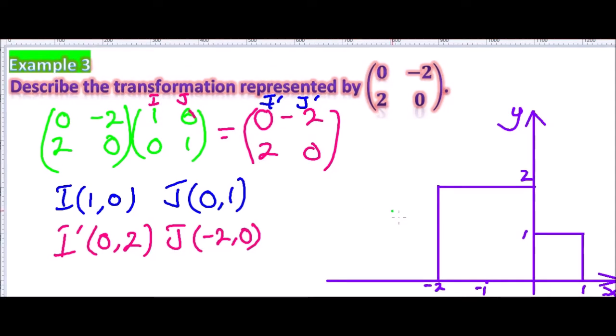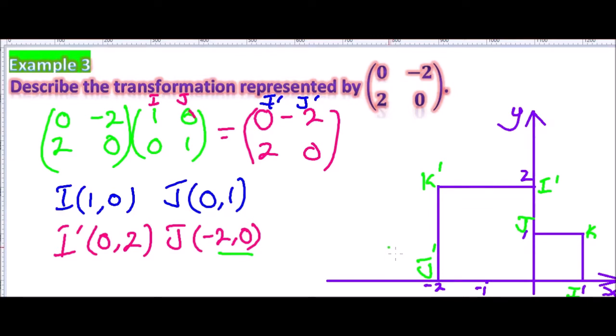Okay, this is the sketch I have. You can just use your hand to make that sketch. So this is where we have our I, and this is where we have our j. This is our k. The new image of I is 0, 2. So x is 0 and 2. So here is where we have the image of I. j prime is minus 2, 0. So this is where we have j prime, the image of j. Of course, now this is our image of k.